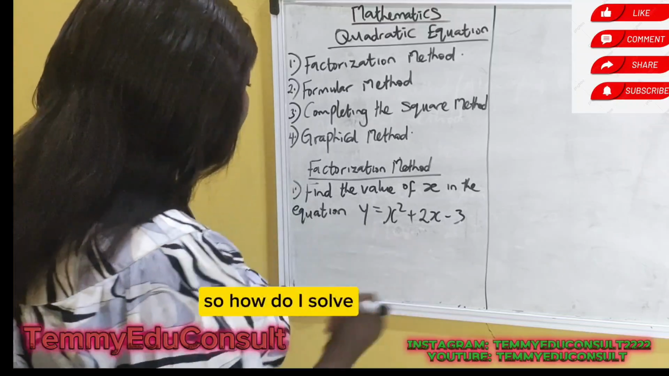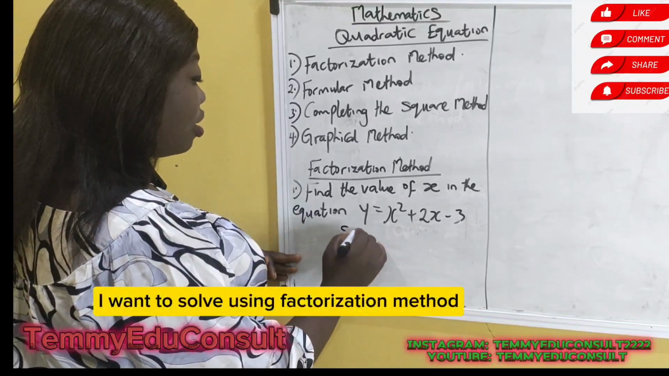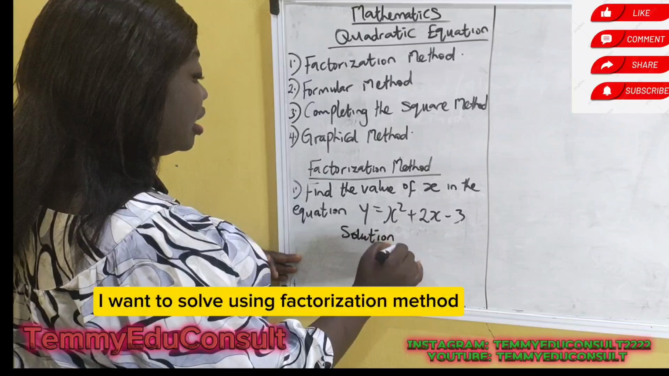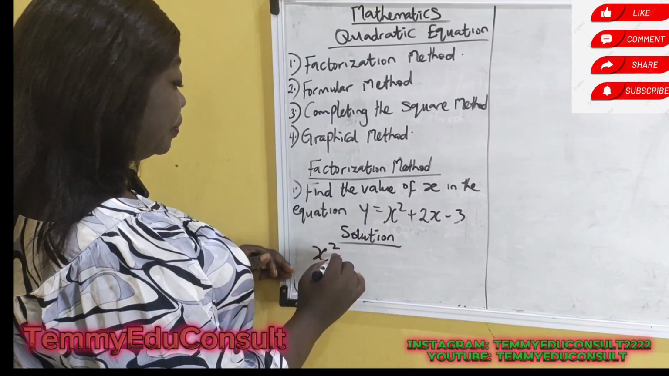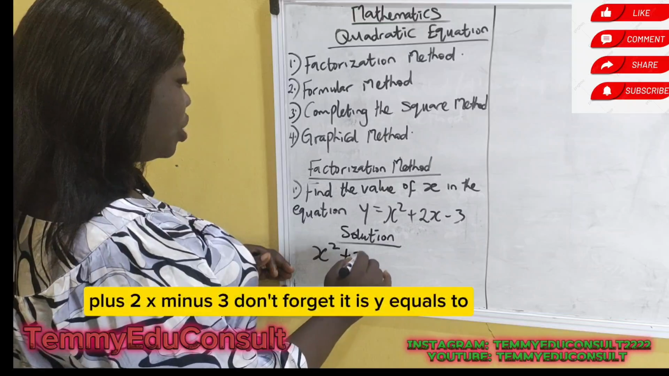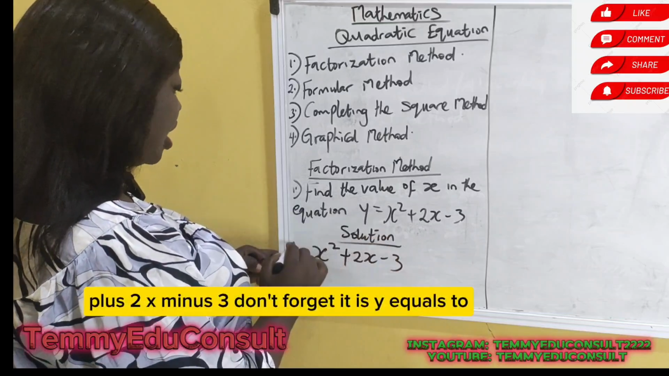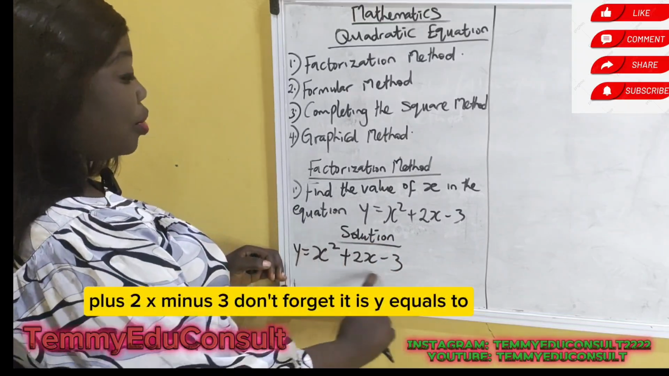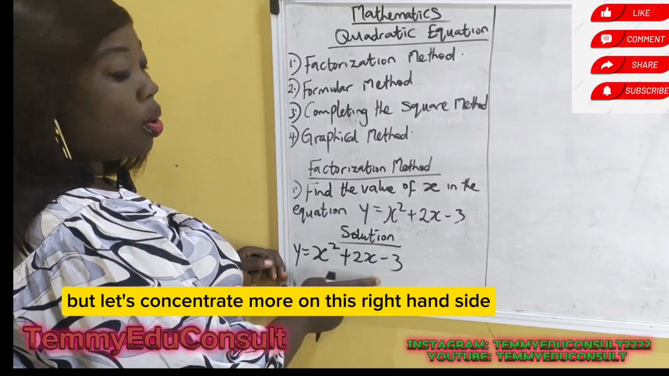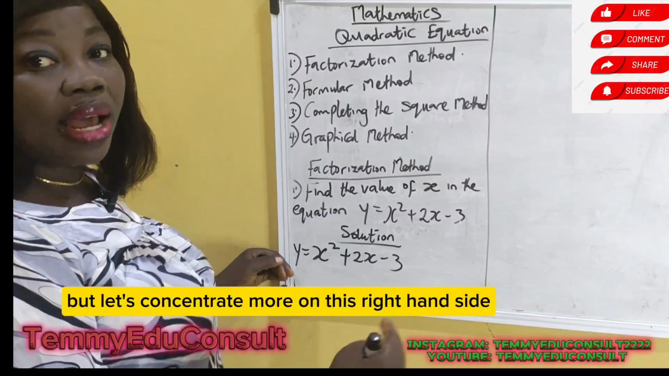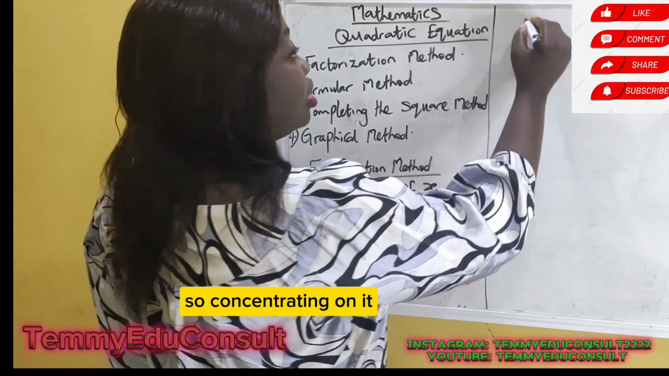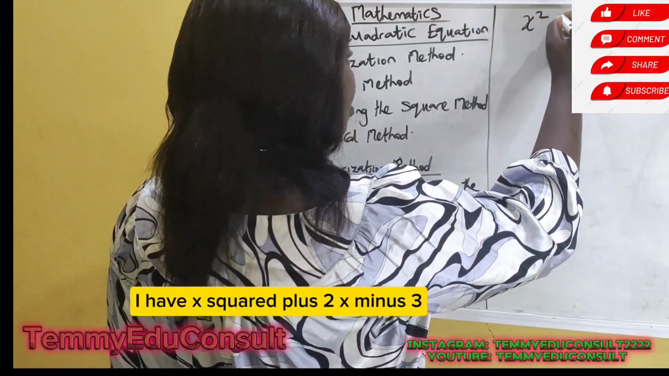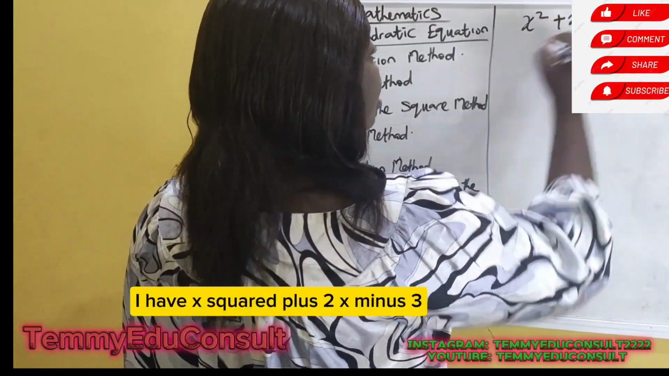So how do I solve? I want to solve using factorization method. So I have x squared plus 2x minus 3. Don't forget it is y equals to. But let's concentrate more on this right hand side. So concentrating on it, I have x squared plus 2x minus 3.